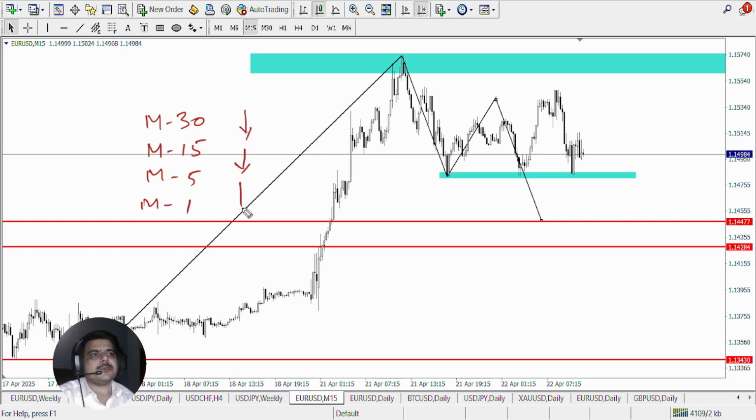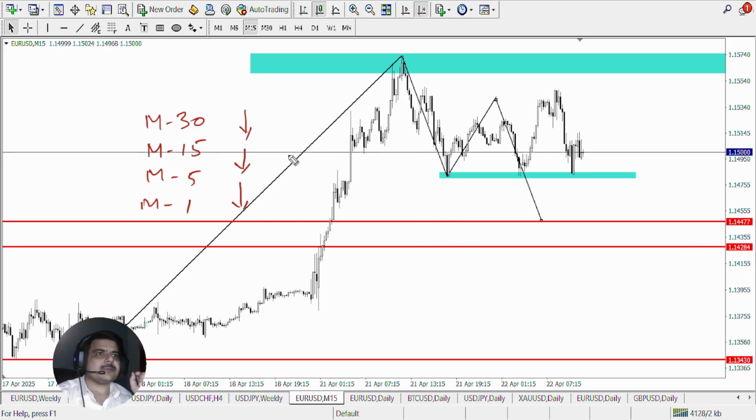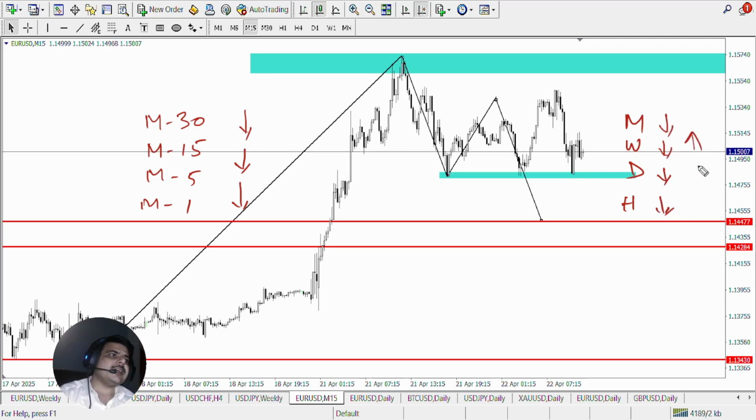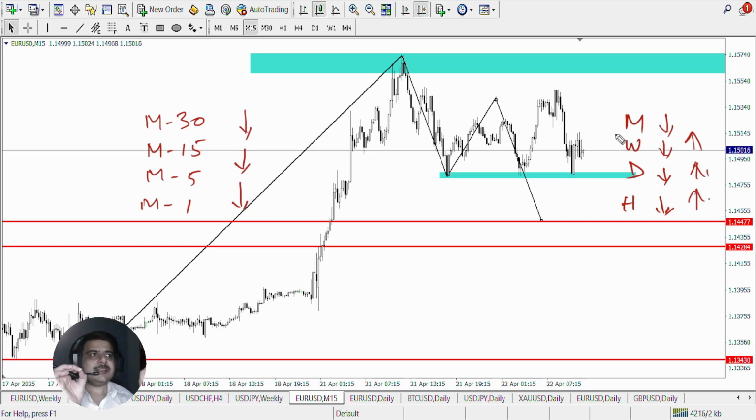the market is pointing down. On the higher time frames, like M30, M15, M5, and then the monthly, weekly, daily and H4, they say down. So if these time frames are saying down, we are going to buy on each of these levels, right? We are not going to take a sell, because patience plays a very key role.